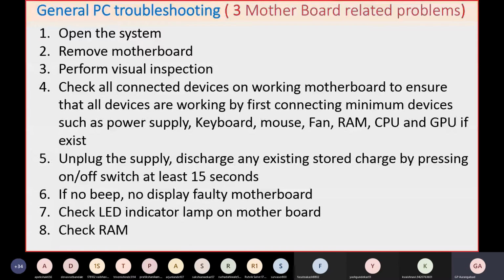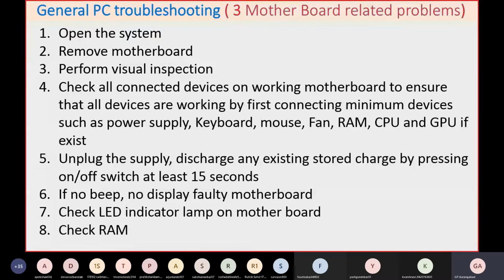Then the very first reason for motherboard failure is if you do not get any beeps, and we have already studied beeps and error messages. If you do not get any beeps or there is no display, obviously there is a fault with the motherboard. Then you can also check the LED indicator lamp or lamps on the motherboard. You will find that almost 99% of motherboards have one LED indicator. If you switch on that motherboard, normally a green LED glows automatically.